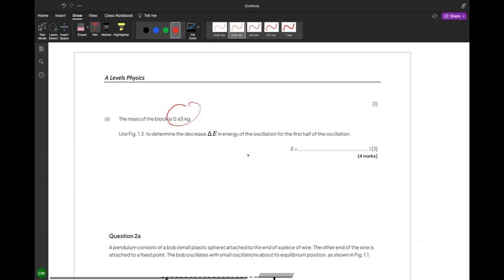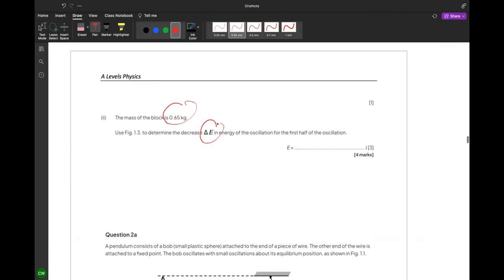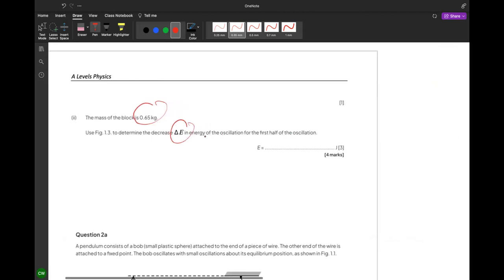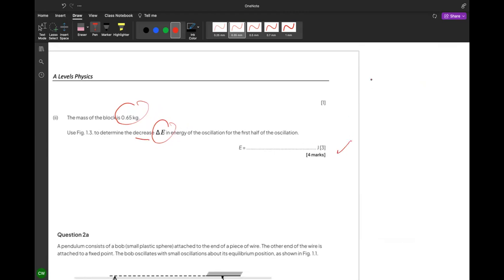Okay, there is a mass of 0.65. Determine the energy change, decrease in energy. Let's see who can do it. You want to try? You want me to give you 3 minutes to try this and give me the answer? Let's do it.